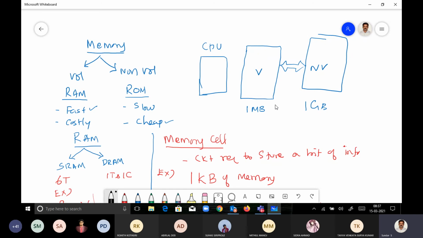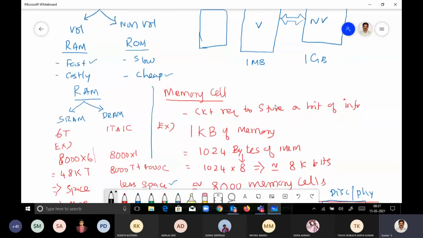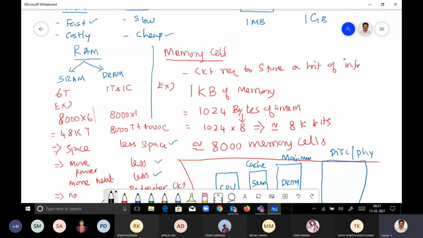Right. Now, what is called a memory cell? It's a basic structure to store a bit of information. So how is a memory cell in RAM? For RAM, we have two types, static RAM and dynamic RAM. In both, the memory cell is not the same. In static RAM, to construct a memory cell, we need at least 6 transistors. Whereas in dynamic RAM, we need 1 transistor and a capacitor.